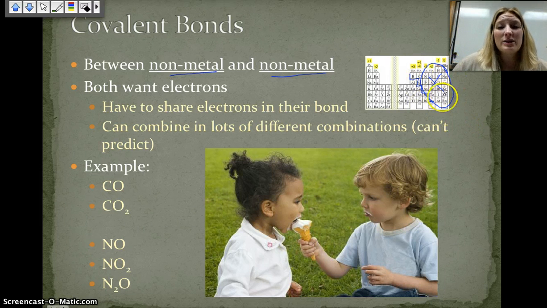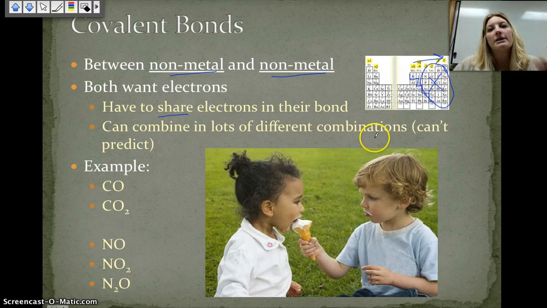Now we know that all those elements on that side of the periodic table want electrons. They are really close to becoming noble, so they're not going to give any up. That means if everybody wants some, they're going to have to share. And these compounds, kids find these a little bit easier than all the rest because they can combine in a lot of different combinations and you can't predict them. That means I have to tell you what it is and all you have to do is name it.